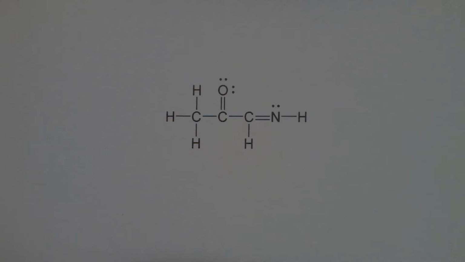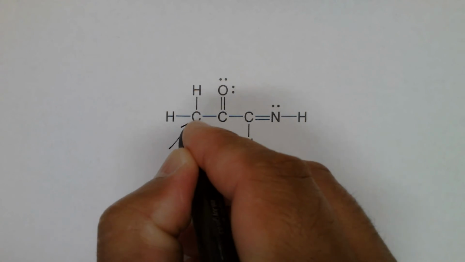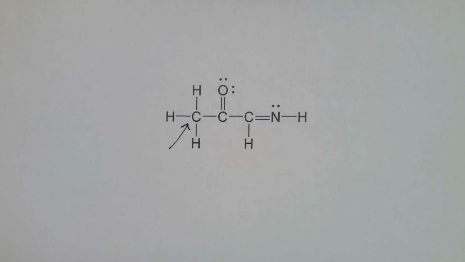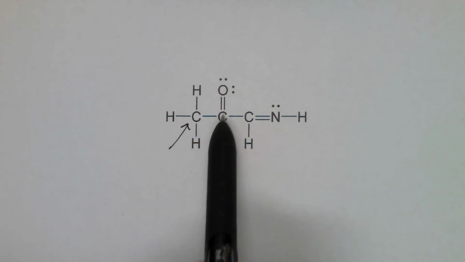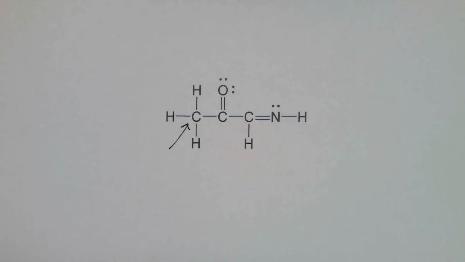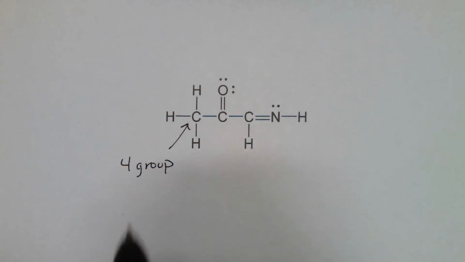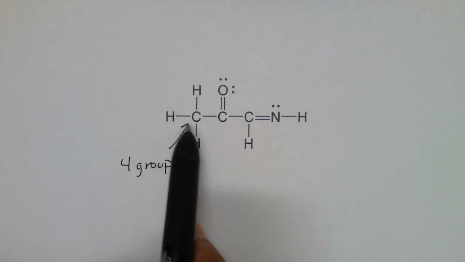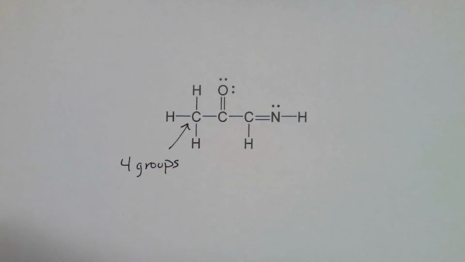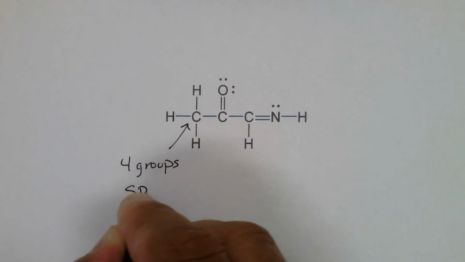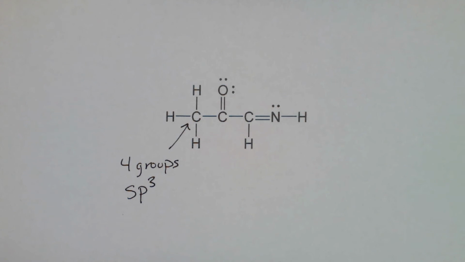Here's our second example. I'll go from left to right. Here's a carbon atom with 4 atoms around it. We'll call that 4 groups. Four sigma bonds. And so that's sp3 hybridized.